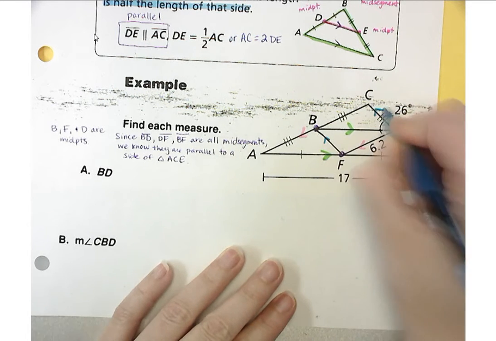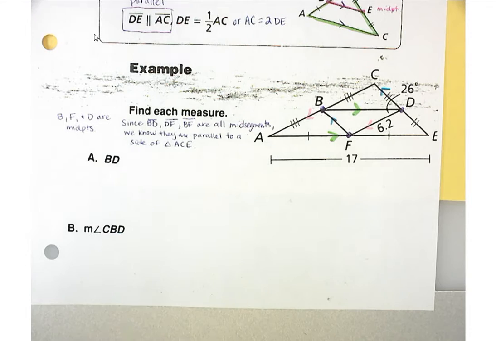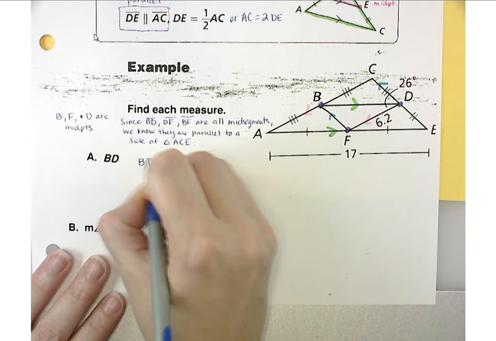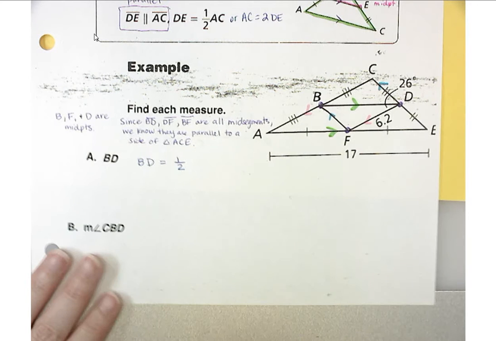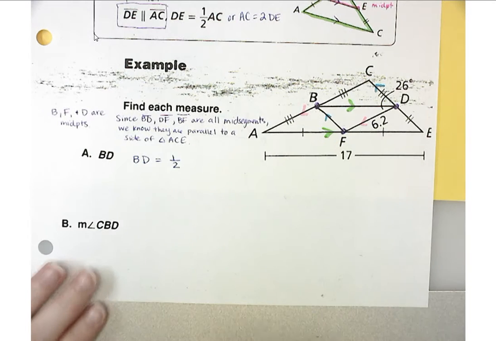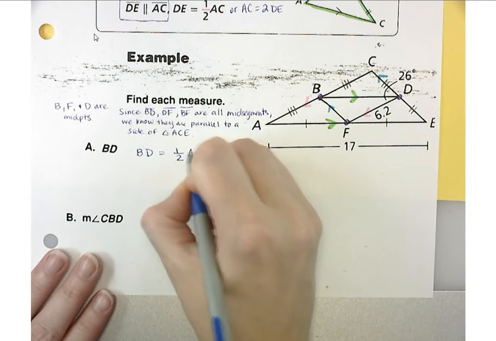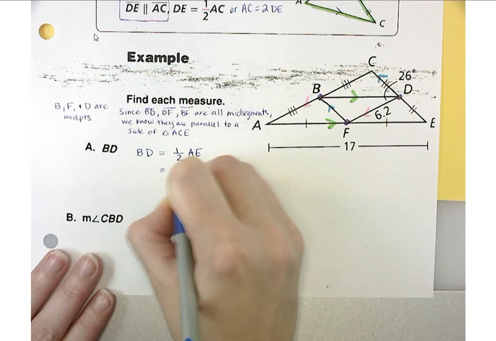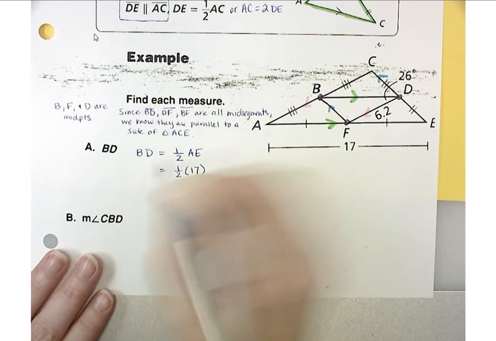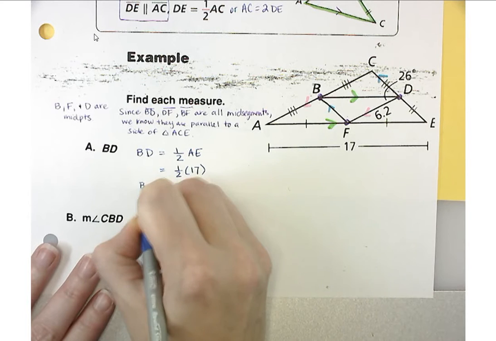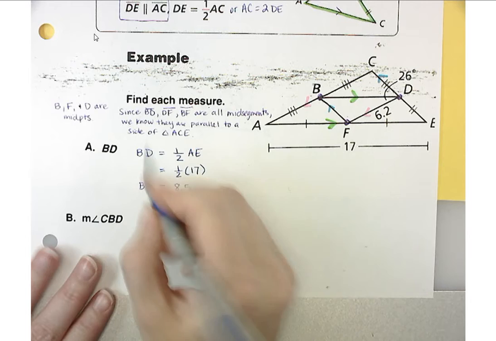Now when we're trying to find BD for the first one, we know because this is a midsegment, BD is equal to 1/2 the side it's parallel to. BD is parallel to AE, so it's going to be half of that segment. Do we know what AE is? 17. So we can just do half of 17. What's half of 16? 8. So this is going to be 8.5. That's going to be your length of BD.